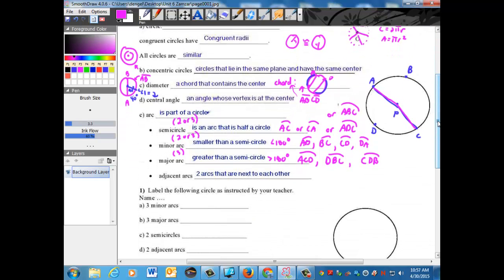Alright, next we have adjacent arcs. Just like we had adjacent angles, we can have 2 arcs that are side by side. So looking at our drawing, arc DA and arc AB are adjacent arcs. We could say arc AB and BC, and there's many more that we can list.